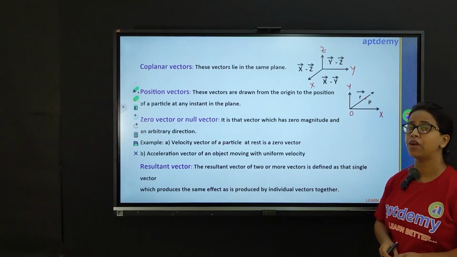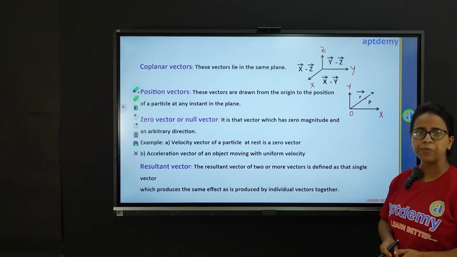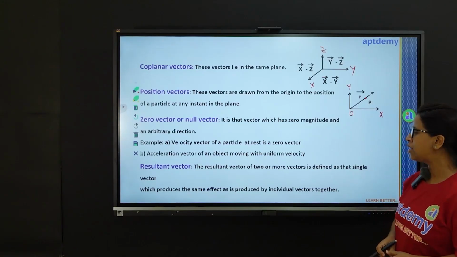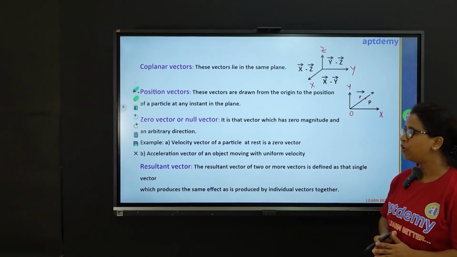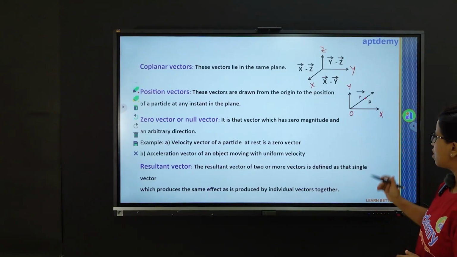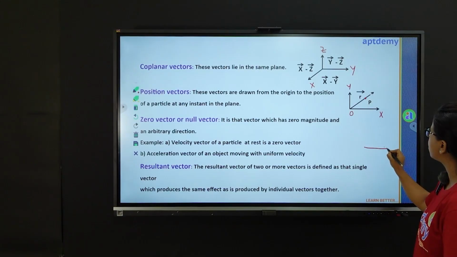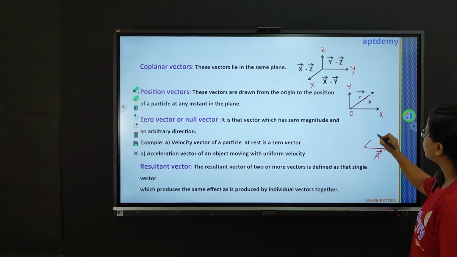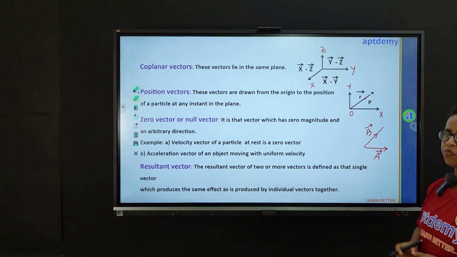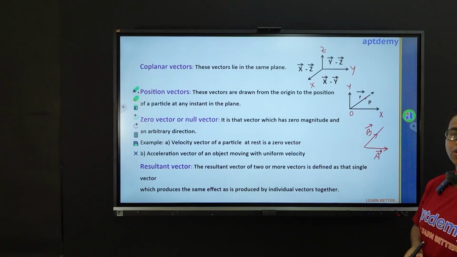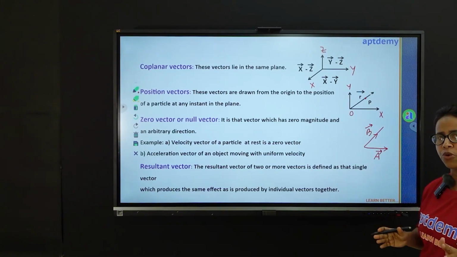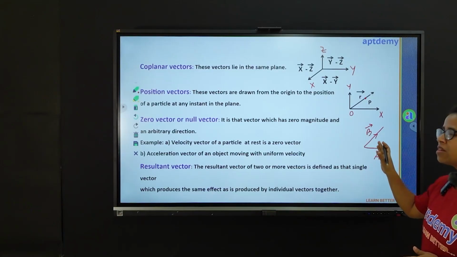Now resultant vector, this is a very important concept to deal with, which is of particular importance also in case of numericals. Now the resultant vector of two or more vectors is defined as that single vector which produces the same effect as is produced by the individual vectors. So thinking of this, let me show this with an example. Suppose you have two vectors, vector A and vector B. Now, suppose you want to find out the resultant of the two vectors. The resultant of these two vectors will be given by a third vector, vector R, which will produce the same effect as is produced by these individual vectors together.